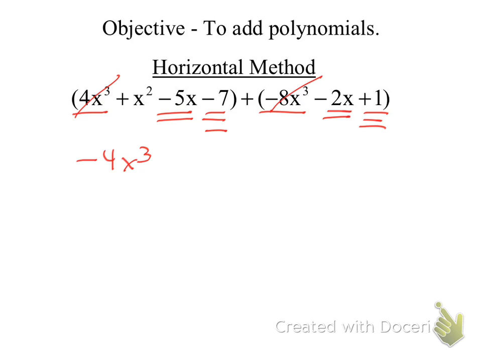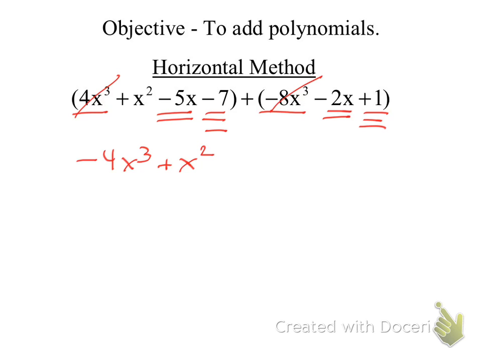Okay, and I'm always doing this in standard form from highest term to lowest term. Standard form is from the highest exponent to the lowest exponent. That's why I started with the 4x to the third. So the next one would be x squared. It goes with nothing, so I just write it down. Okay, and now I'm going to go to 2 lines.